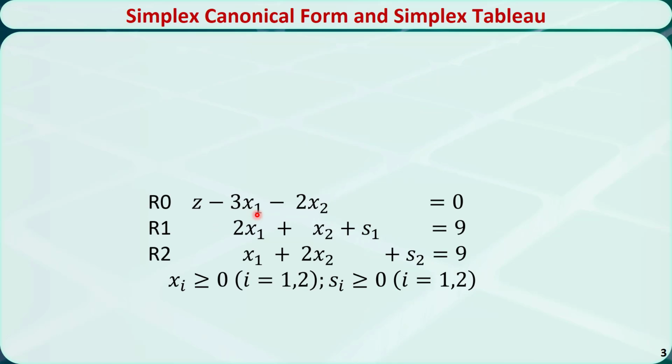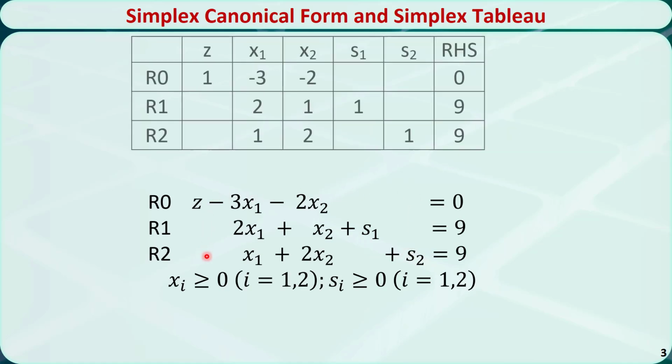The objective function is changed to this, and it is marked as row 0. The two constraints are marked as row 1 and row 2. This is called the simplex canonical form. It is a system of linear equations in which each equation has a variable with a coefficient of 1 in that equation and a 0 coefficient in all other equations.